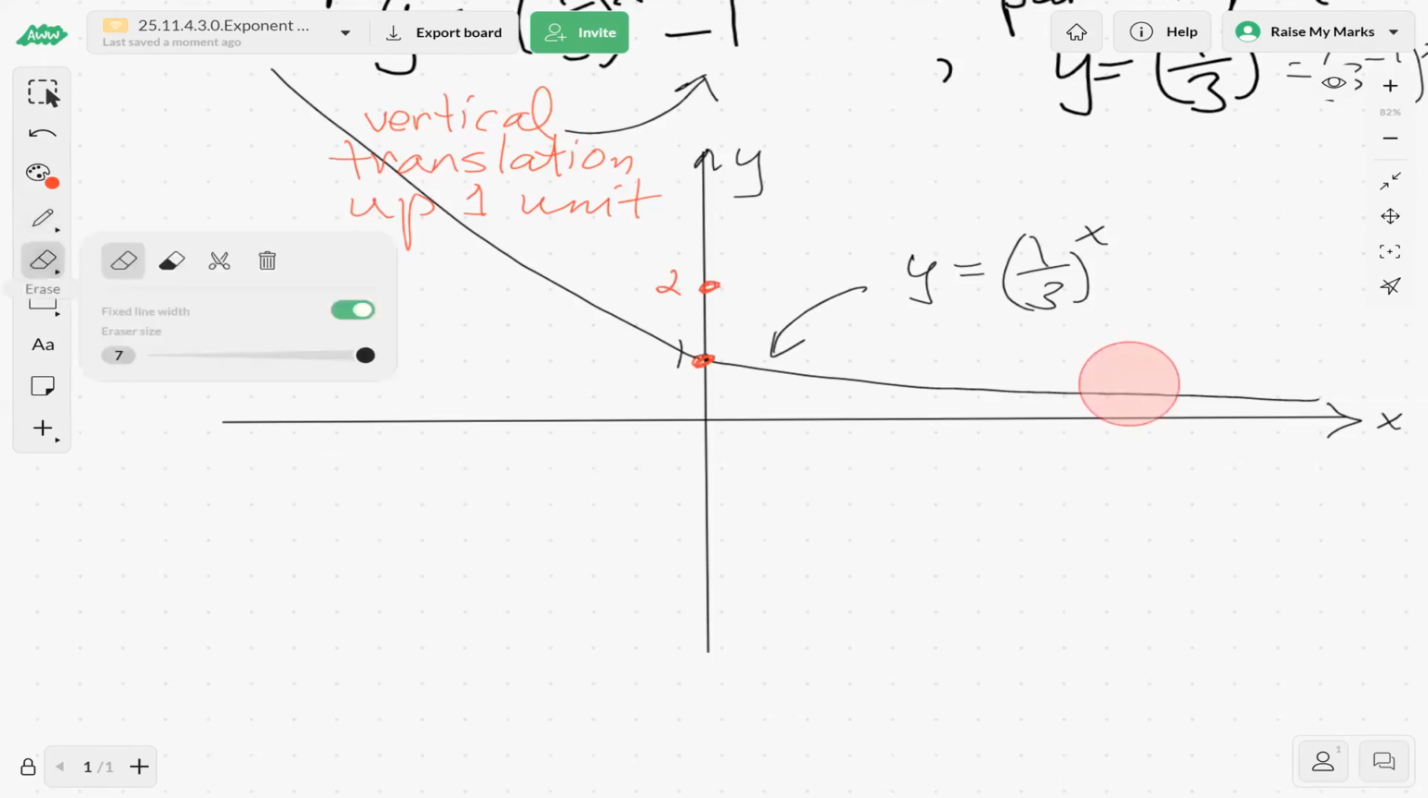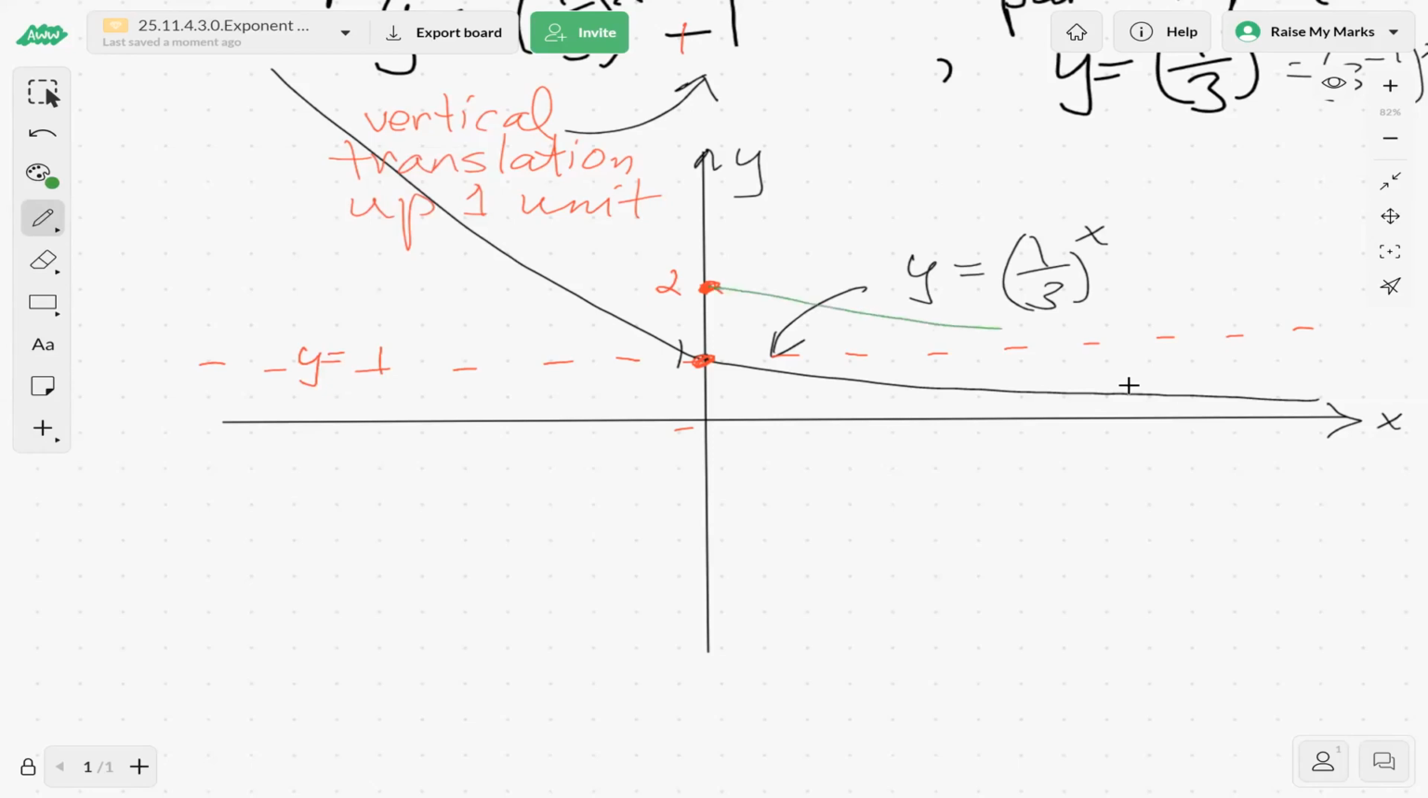We need to take our y-intercept and move it up 1 unit. Oh, my mistake. Down. Well, all right. If we put a plus sign, then it's up 1 unit. So let's do that transformation. And our horizontal asymptote also moves up 1 unit. So rather than being y equals 0, it becomes y equals 1. And now our new graph, our green graph, is for the function y equals 1 over 3 raised to the power x plus 1.